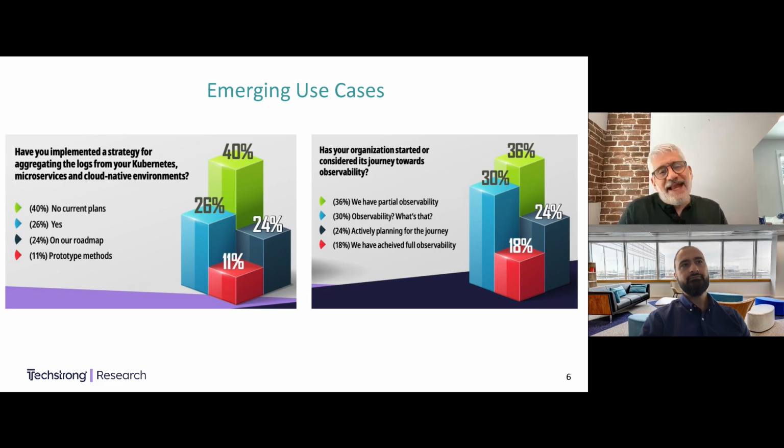Yep. And the other one is, has your organization started or considered its journey towards observability? What we had here is 30% basically saying, observability, what's that? So they're not familiar with the term. Maybe they're security folks, right? If you're in cloud native or DevOps, you're certainly fairly familiar with the observability term. 36% say they have partial observability, 24% are actively planning for the journey, and 18% say they've achieved full observability.